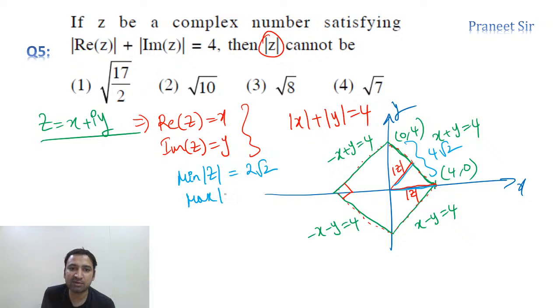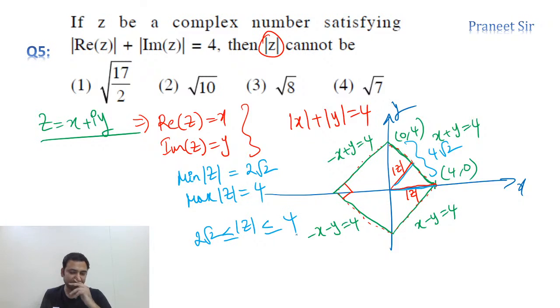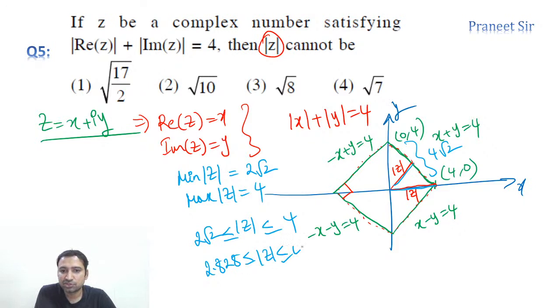And the maximum of mod Z is how much, guys? Isn't it 4? So that means mod Z should lie between the minimum and maximum, that means 2 root 2 to 4 only. Clear? It can be anywhere between 2 root 2 and 4. So that means 2.828 to 4. In the options, verify which options lie between 2.828 and 4.